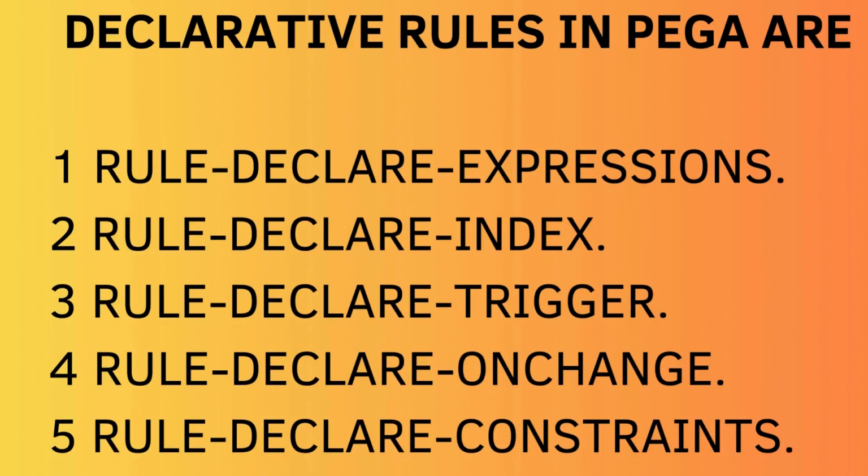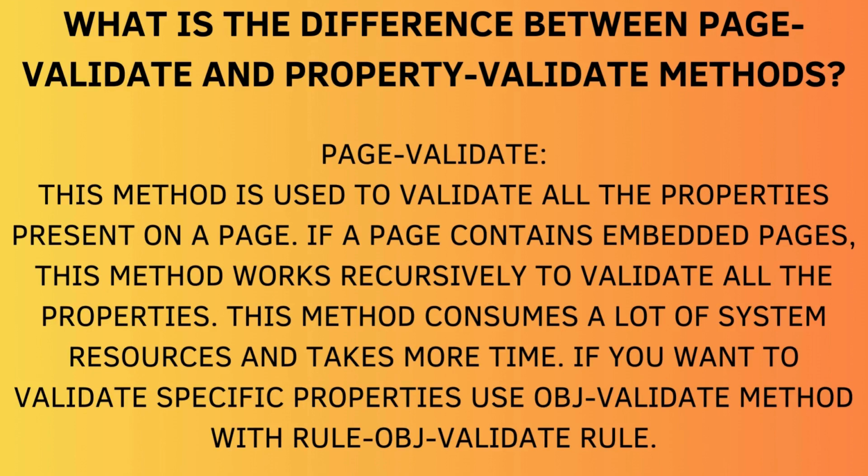Declarative rules in Pega are: 1. Rule declare expressions. 2. Rule declare index. 3. Rule declare trigger. 4. Rule declare on change. 5. Rule declare constraints. What is the difference between page validate and property validate methods?